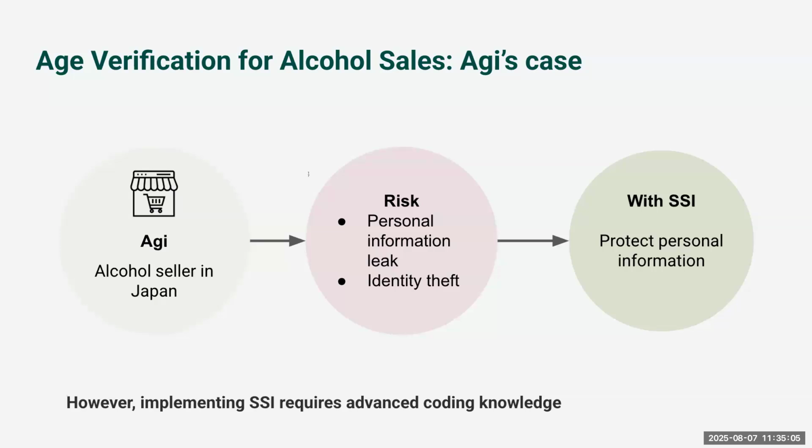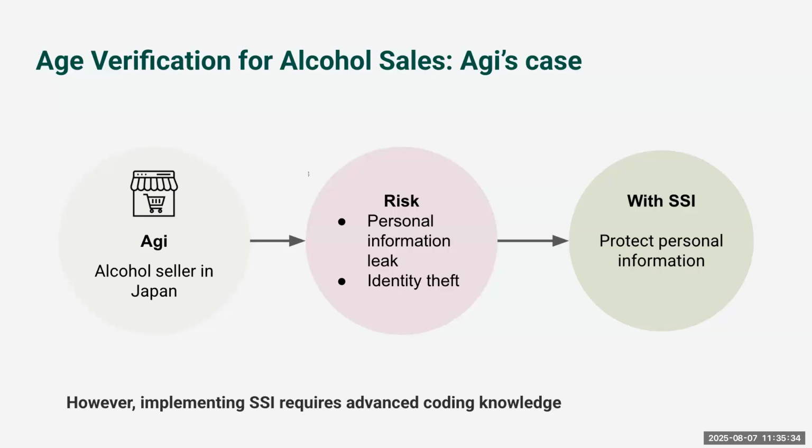And that's the legal age in Japan to drink alcohol. And if they don't do that, they go to jail, or they need to pay a fine if they don't check the customer's age. However, the risk is that because they're holding this personal information, there's a risk of identity theft if that gets leaked. So they need to invest a lot in information security.